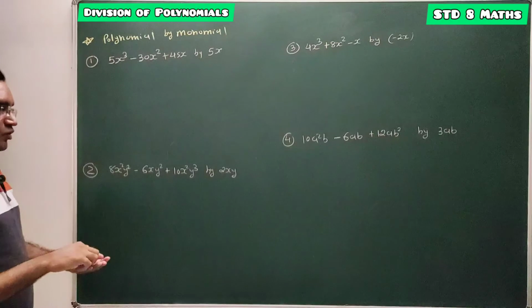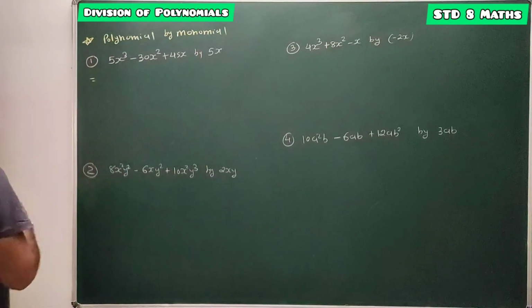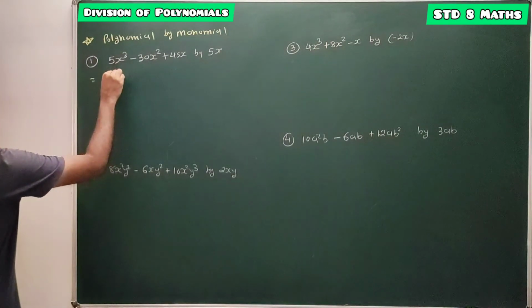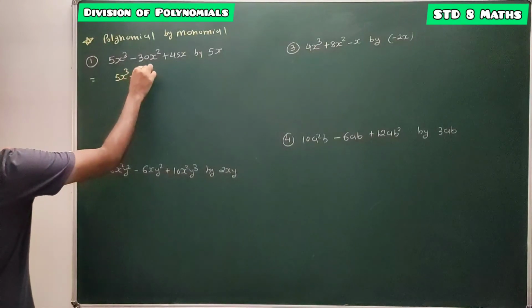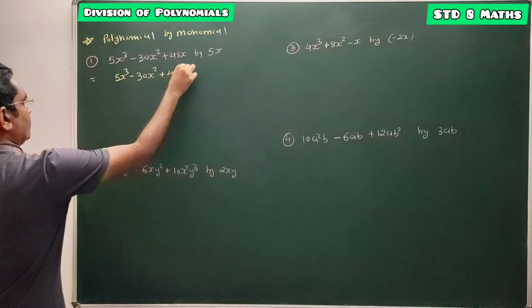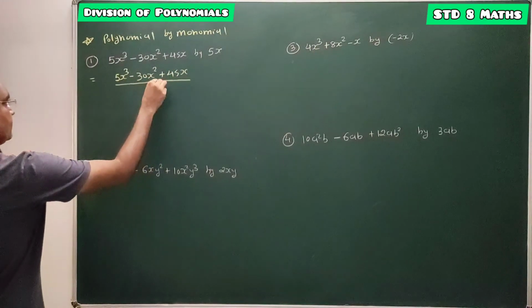So let's try to solve these sums one by one. First step, you have to write the polynomials in numerator by denominator form. So this will be 5x cube minus 30x square plus 45x divided by 5x.